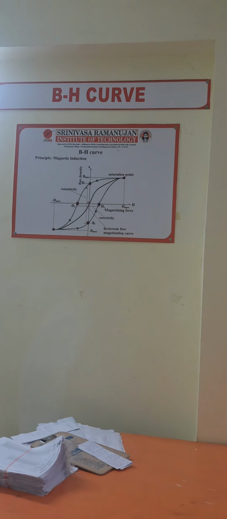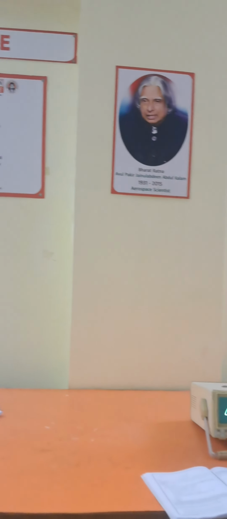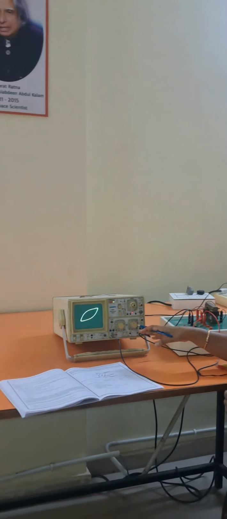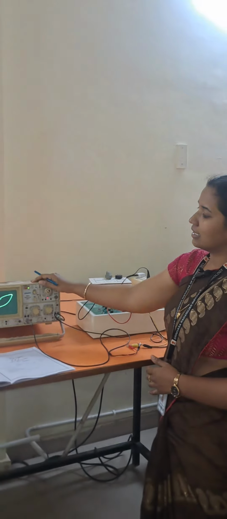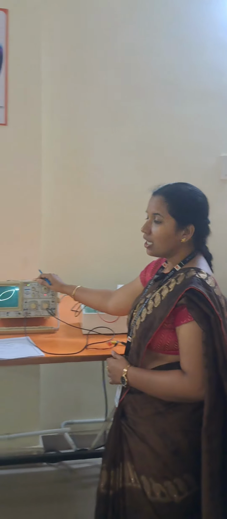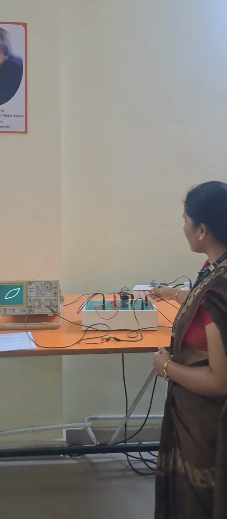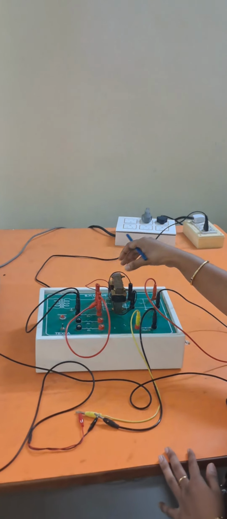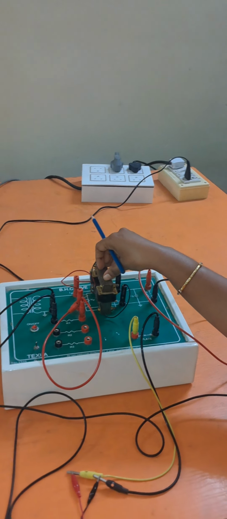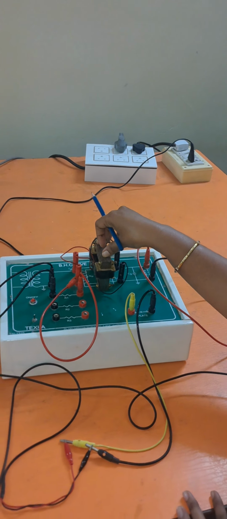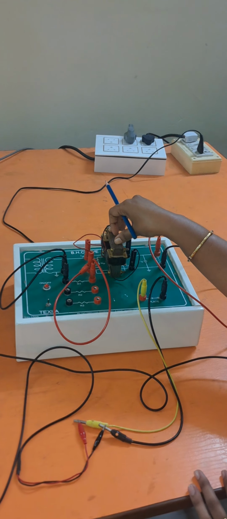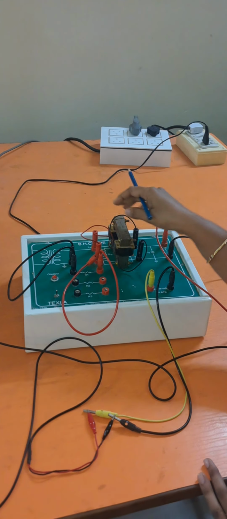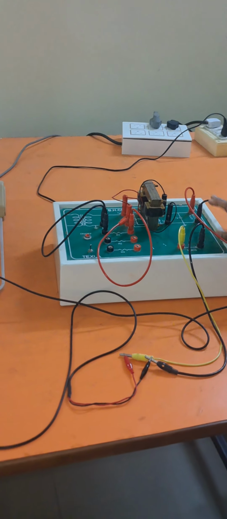Before starting the experiment, let us discuss the apparatus involved. This is the CRO, cathode ray oscilloscope, and this is the entire kit to produce the BH curve. This is the transformer core, which is a soft magnetic material and a ferromagnetic material, and these are some connections. Now coming to the experiment.